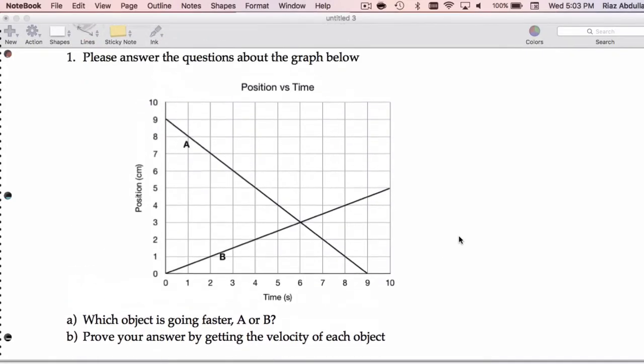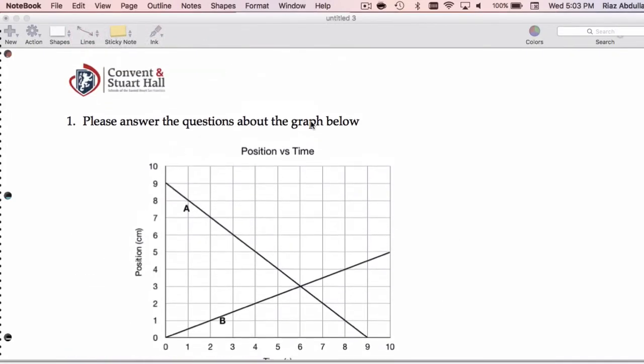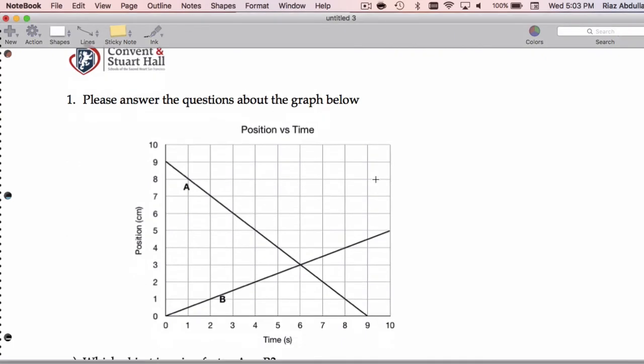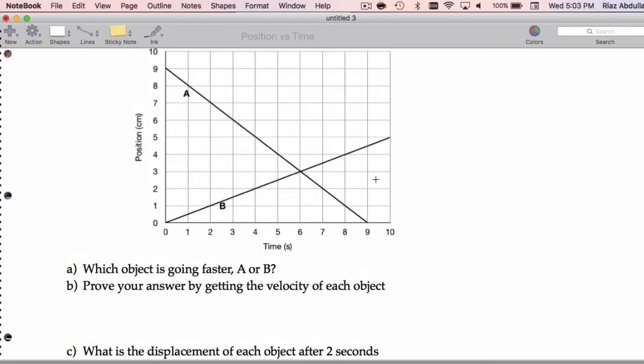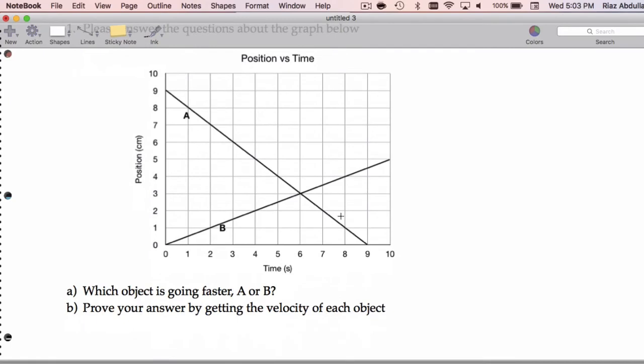All right, so I want to begin this practice test and run through every solution so that we feel completely comfortable. So we're going to answer the questions about each graph slowly, carefully, and make sure we go through everything. So first, question number 1 asks, which object is going faster, A or B? And the answer is A. And just to be clear, it's because the slope of this graph is steeper. That's how we can tell.